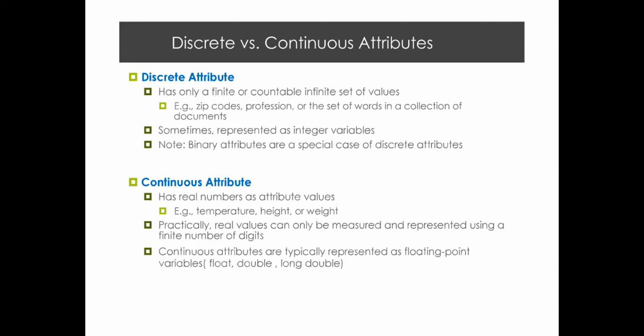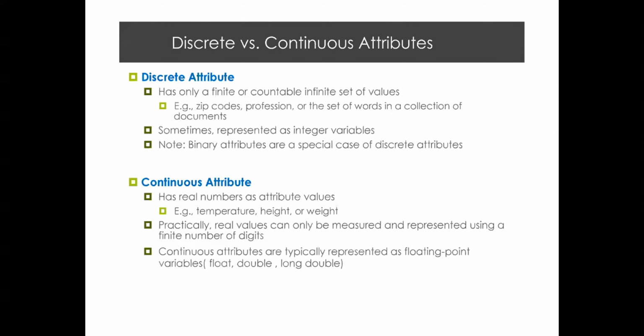Binary attributes are special cases. You can use the discrete attributes. So whatever the attributes, you have to represent them as discrete attributes. You have a finite set, and it is countable. For example, 5 people or 6 people. It is countable only.